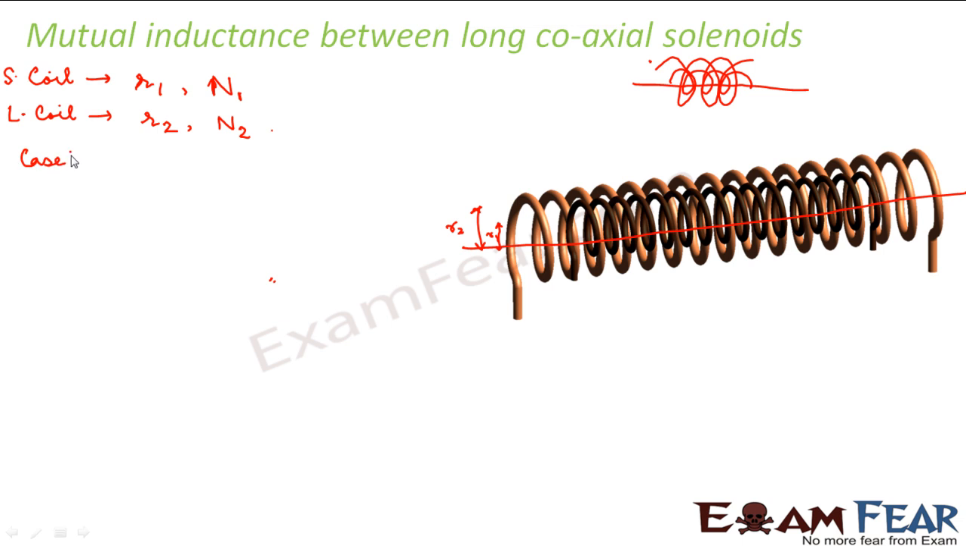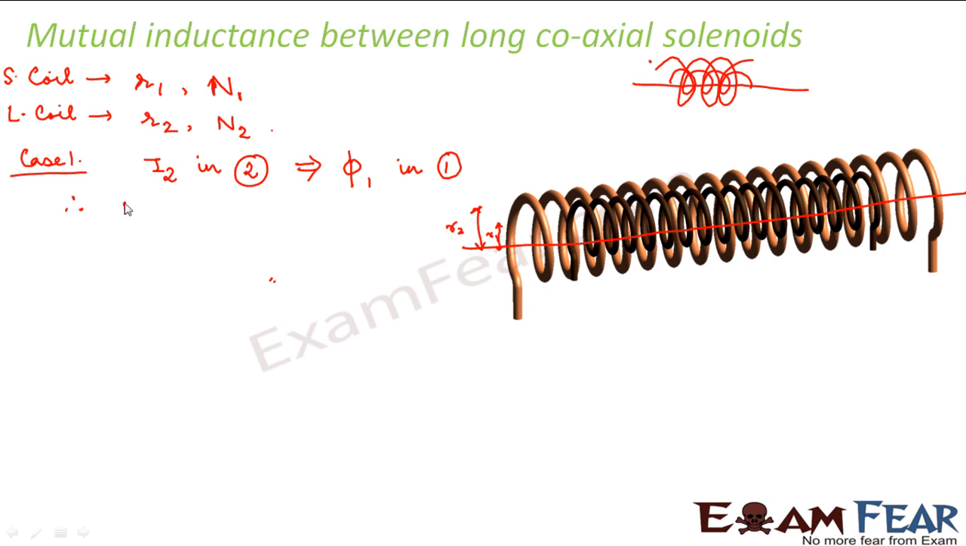Now let us assume case 1. In case 1, we assume that some current I2 flows in coil 2. That means in the outer coil, there is a current I2 which is flowing. So what will happen? Because of current I2 in coil 2, there will be a magnetic flux change in coil 1. So this I2 in coil 2 will result in a flux phi 1 in coil 1.